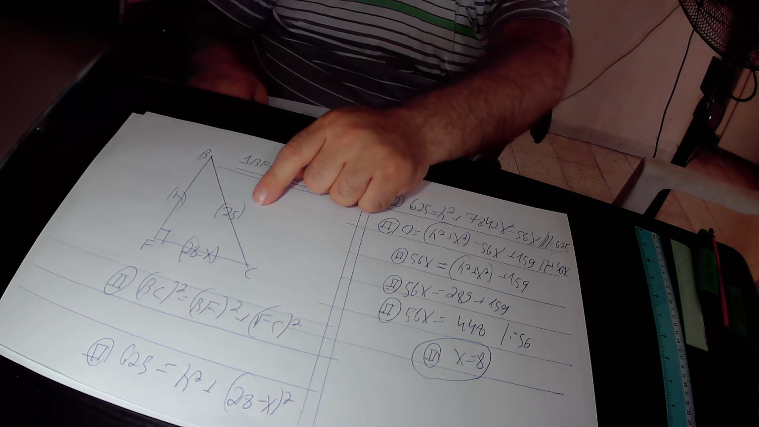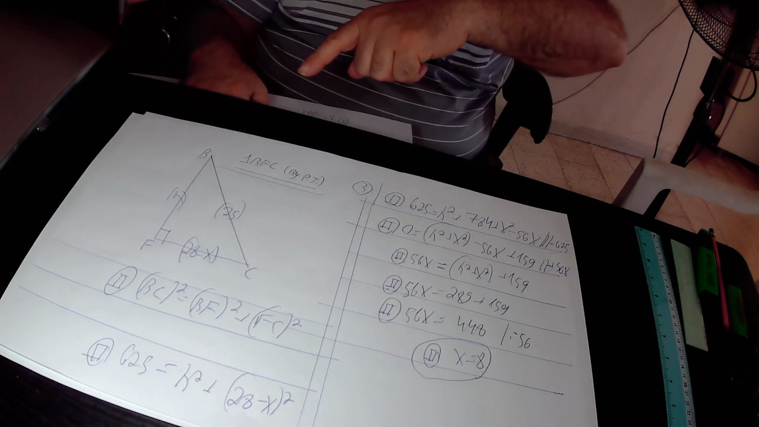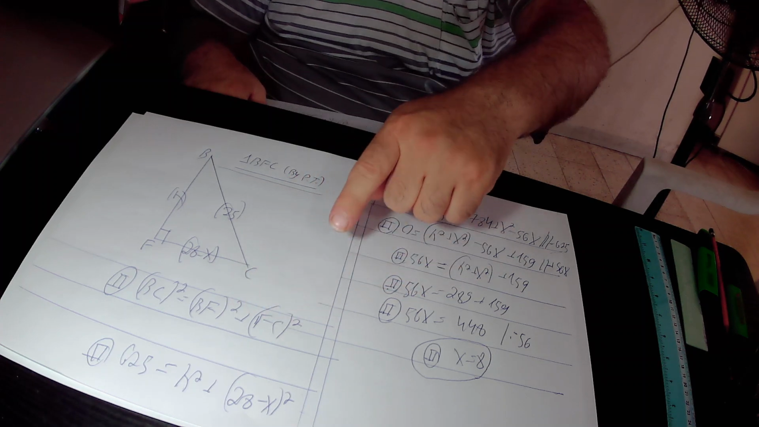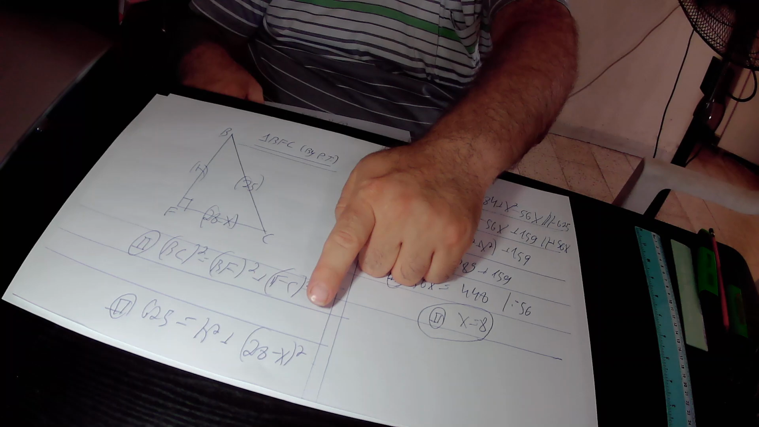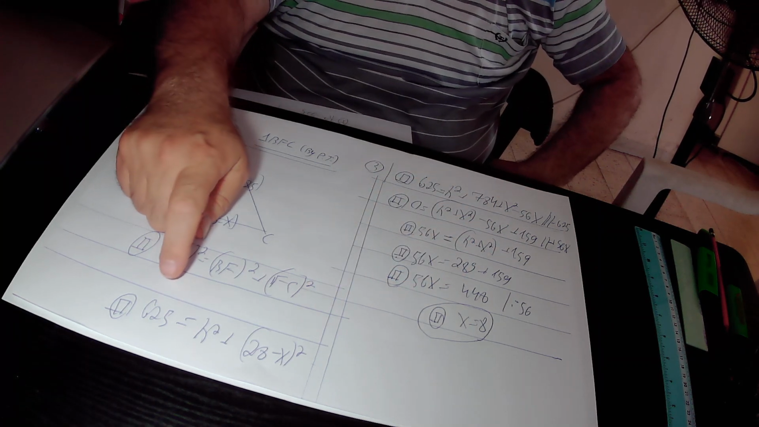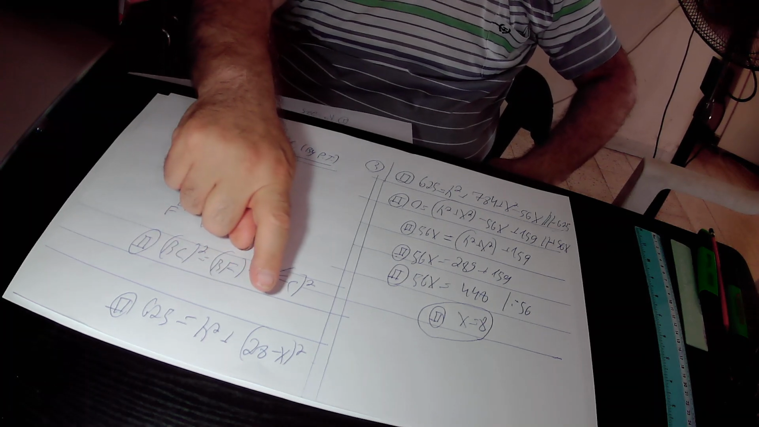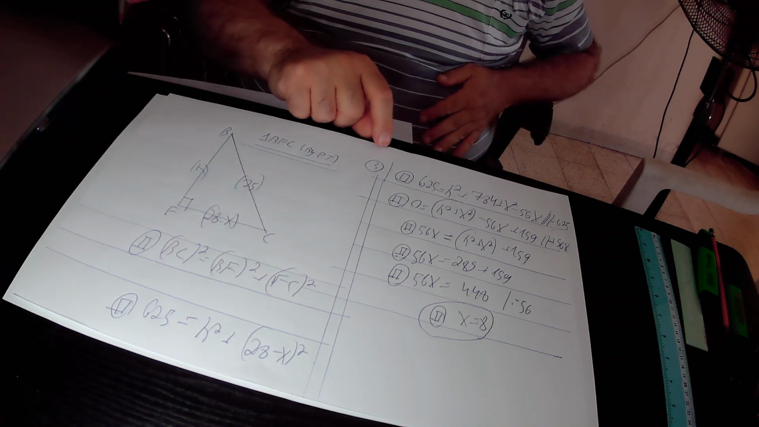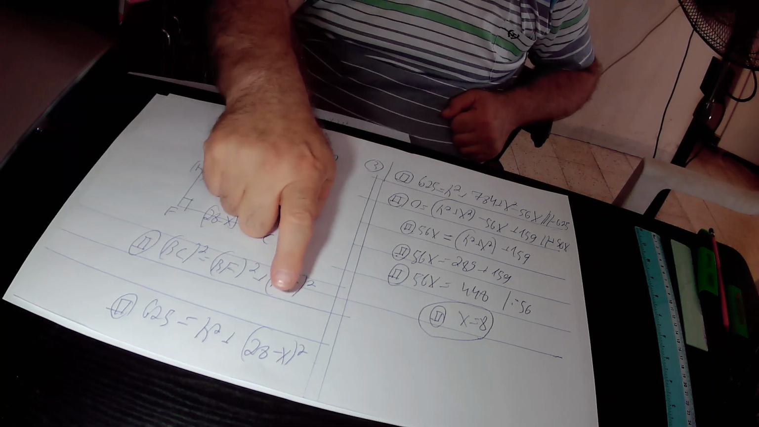BC is 25, therefore BC squared is 25 squared, that is 625, and it equals BF squared. BF is h, therefore BF squared is h squared, plus FC squared. FC is 28 minus x, therefore FC squared is (28 minus x) squared. So in total, according to equation 2, 625 equals h squared plus (28 minus x) squared.